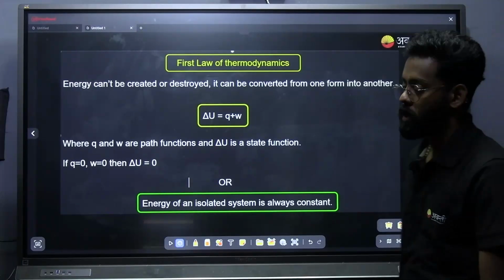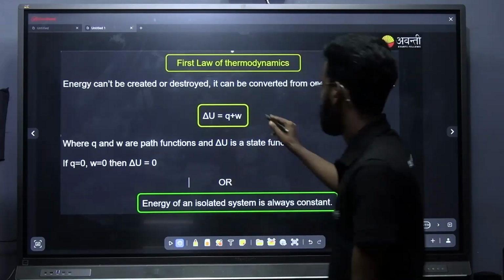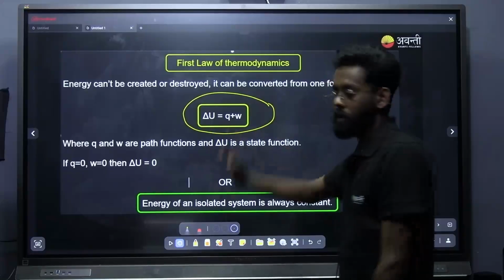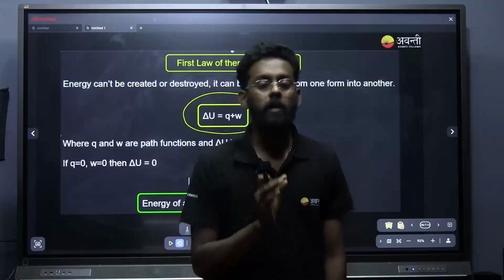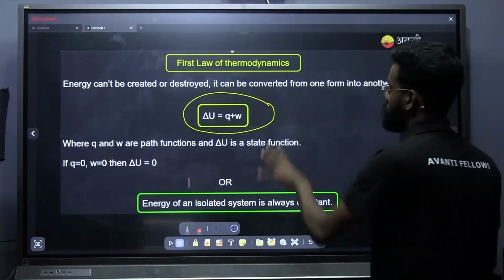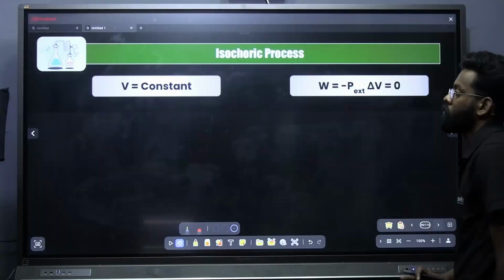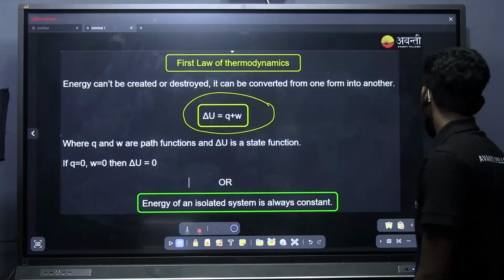Now the first law of thermodynamics. In the case of the first law of thermodynamics, you need to note down only one point: delta U is equal to Q plus W. I will be applying this in every thermodynamic process. Just note down delta U is equal to Q plus W. Hope all of you have noted it down.